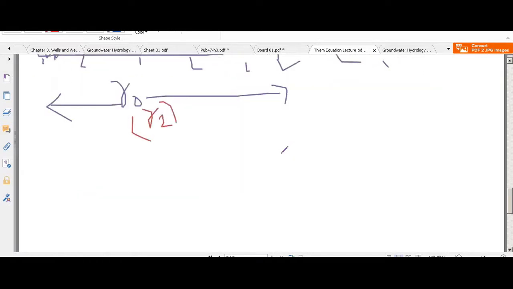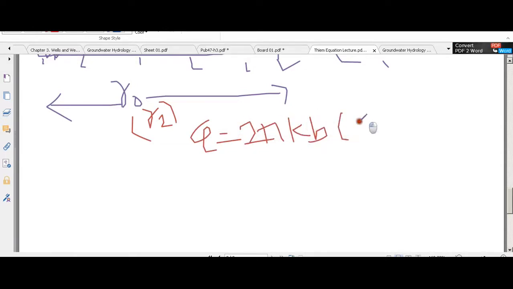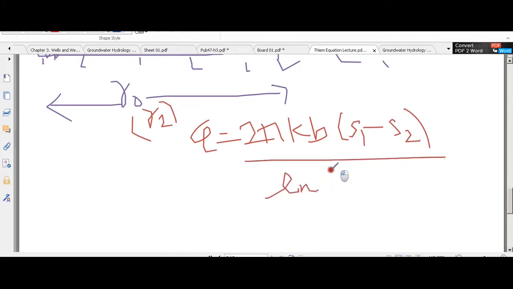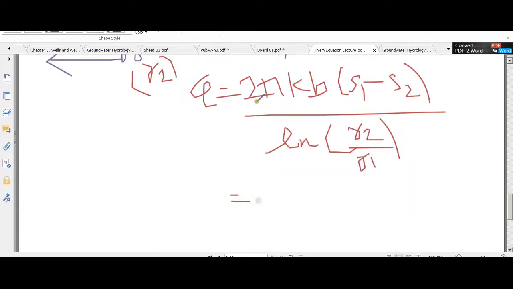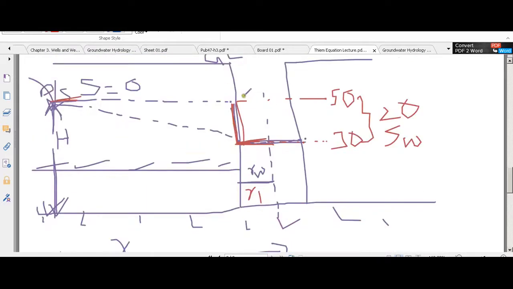Understand? So now again, going back to Thiem's equation, what is the original equation? 2 pi kb times S1 minus S2, because S1 is higher, divided by ln of R2 divided by R1. So no doubt for 2 pi kb. And what is S1? S1 is the drawdown at there. Actually this is the difference between the maximum water level and the water level inside the well, 50 minus 30. But here you can call this SW.